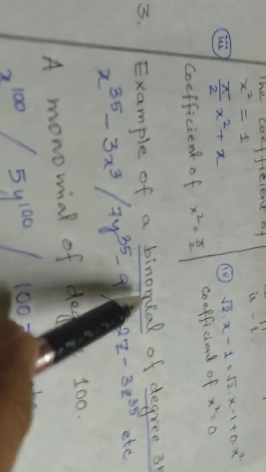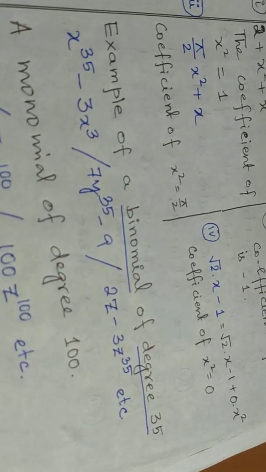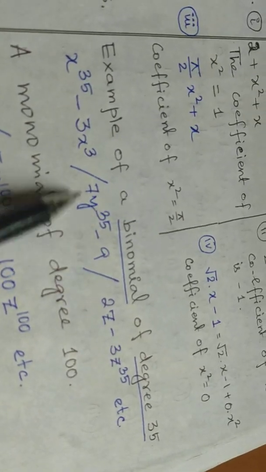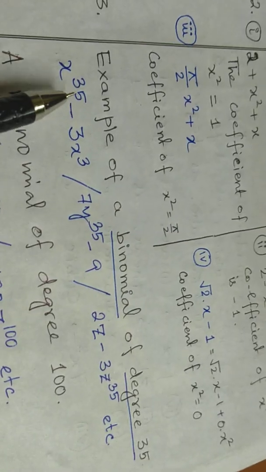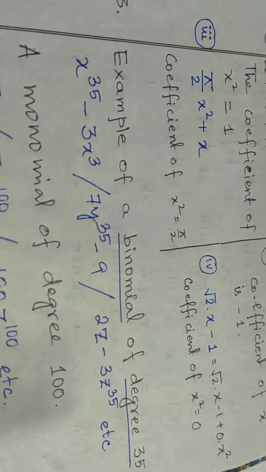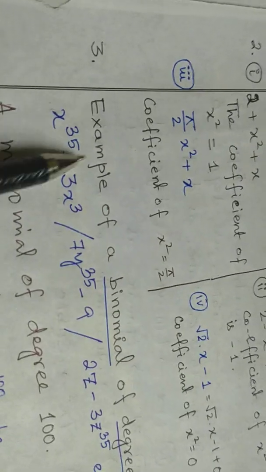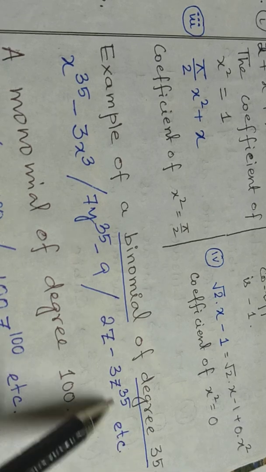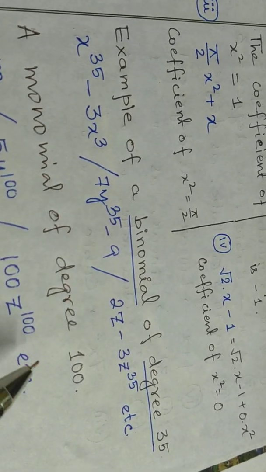Look, what does the question ask? A binomial. What does binomial mean? Binomial means there must be 2 terms, right? You can see in all the examples there are only 2 terms, 1 and 2, and the degree should be 35. That means the highest power of the polynomial must be 35. You can see here the highest power is 35, here also 35, here also 35. Another example is 2z minus 3z to the power 35.